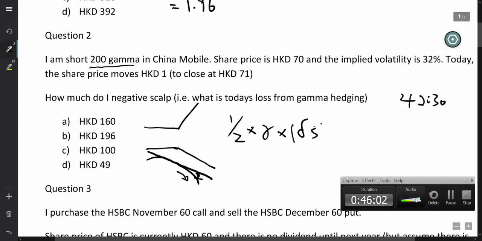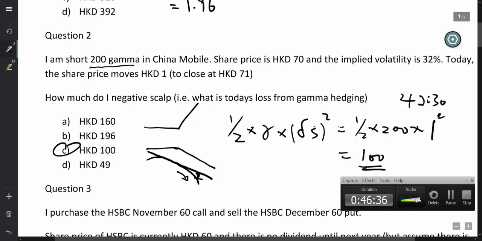So this is really just testing your simple understanding of gamma revenue, which is a half times 200, that's the gamma, times DS squared. What is DS? DS is 1. What is the square of 1? You all know the square of 1, don't you? I sincerely hope so, okay? So it's 100. You don't even need a calculator. Oh, did I say the correct answer is B? No, it's not, it's C. Okay, C is the right answer.